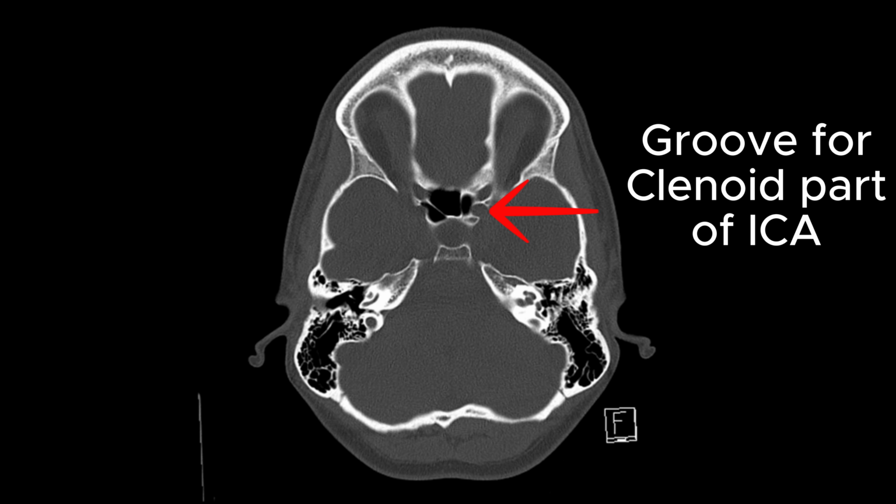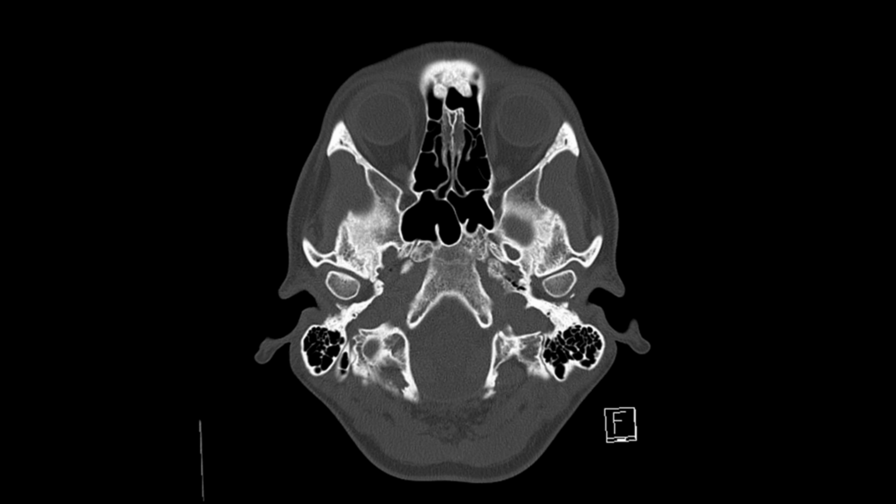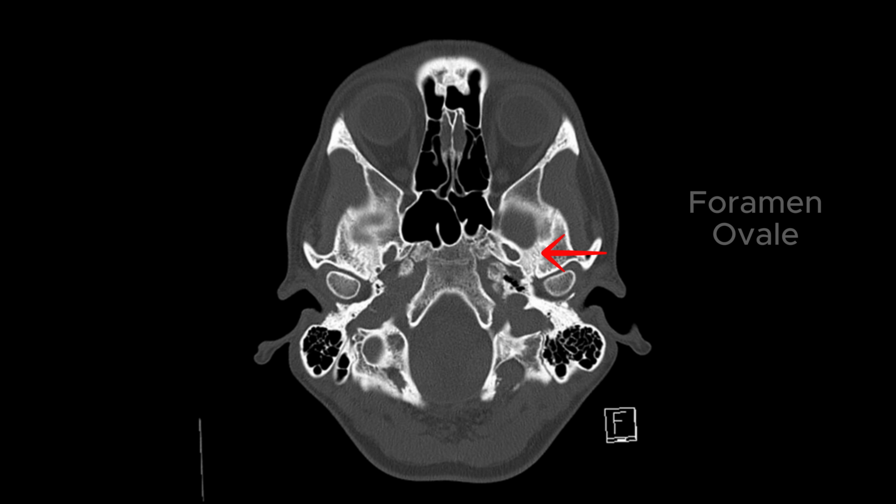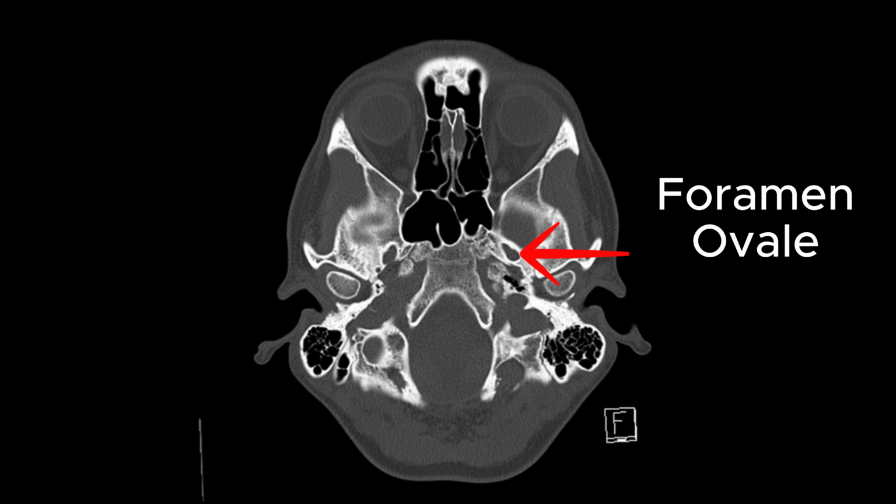This here is another groove. It carries the clinoid segment of the internal carotid artery. Here you can see the foramen rotundum. It transmits maxillary nerve, which is the second branch of trigeminal nerve. This foramen here is the foramen ovale, which transmits the mandibular nerve, aka the third branch of trigeminal nerve. It also transmits accessory meningeal artery.